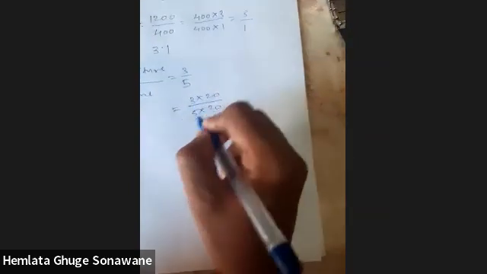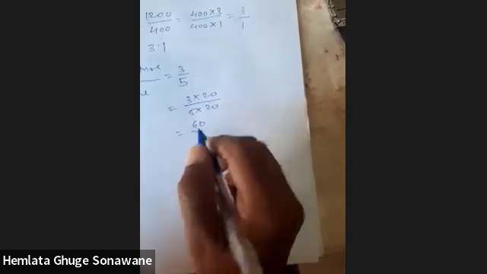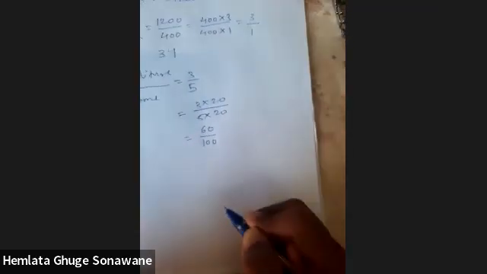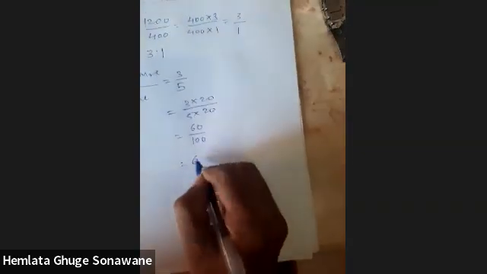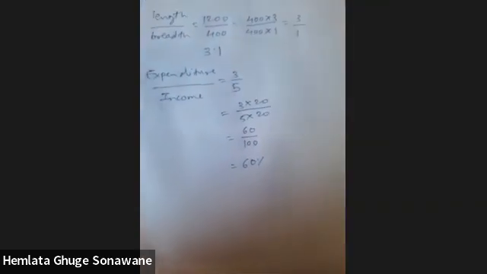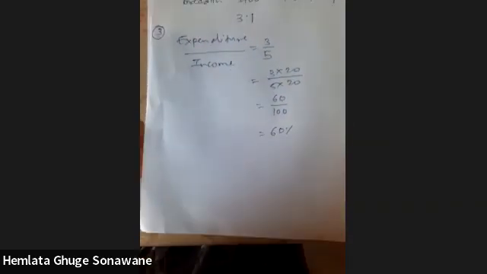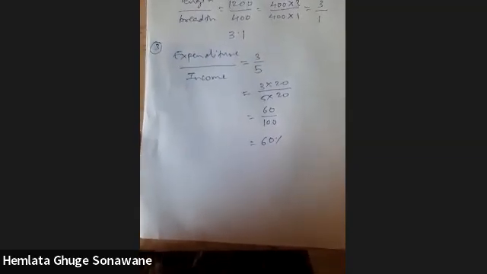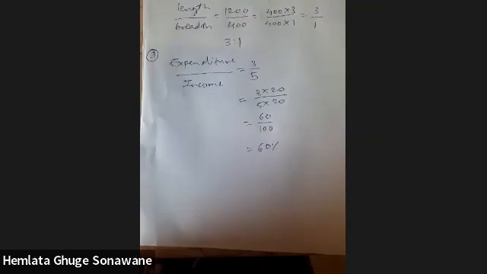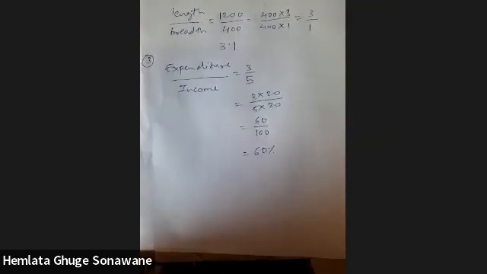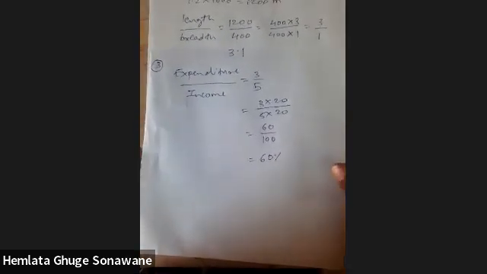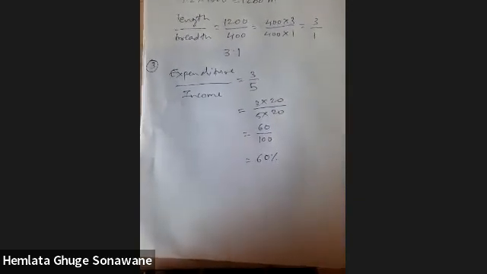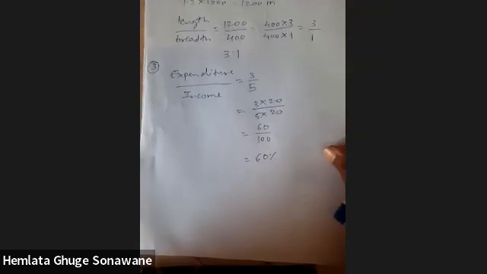Now 3 20s are 60 upon 5 20s are 100. So we are converting into percentage form. So 60 upon 100 becomes 60%. Okay, we'll take the fourth example.